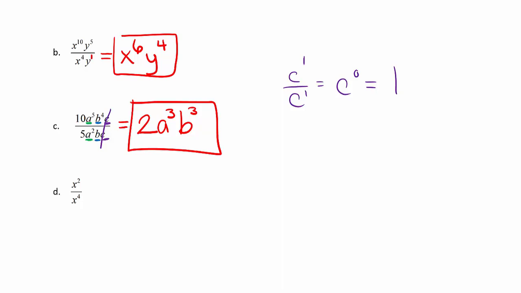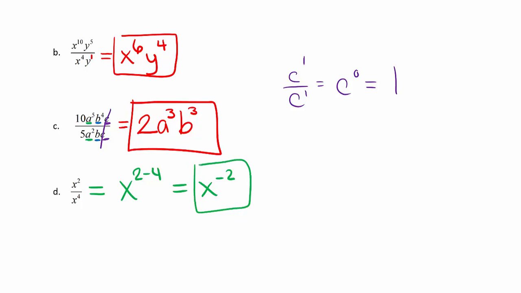Now the quotient rule works regardless of what kinds of exponents you have. And with the quotient rule, we always take the exponent in the top and subtract the exponent on the bottom. So for example, in D, if I want to use the quotient rule, I would get x to the 2 minus 4, which is x to the negative 2. Notice that in this case, the quotient rule is giving me a negative exponent.